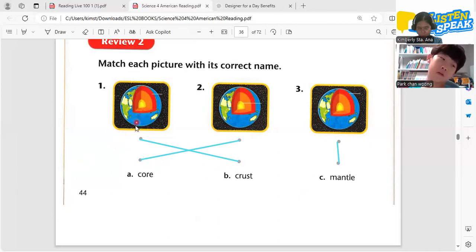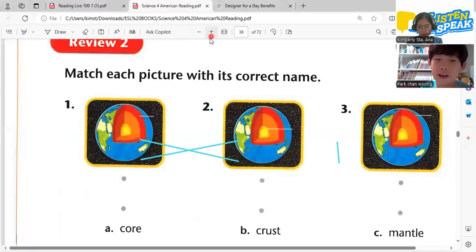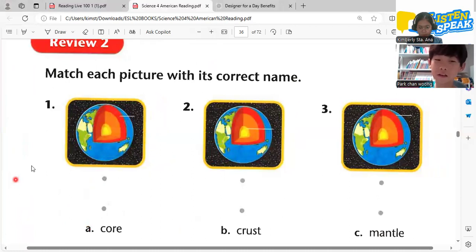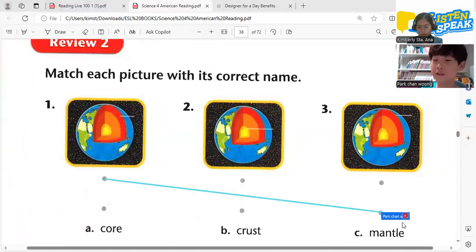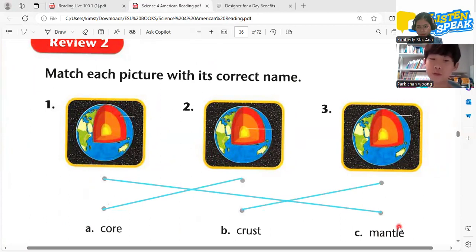Okay, so number one is. Number one is crust. Oh no, number one is mantle. Look at the arrow. It points in the middle. Okay, let me make it bigger for you. One is mantle. Number two is core. Number three is crust. Okay, that's it. You got it all correct. Good work.